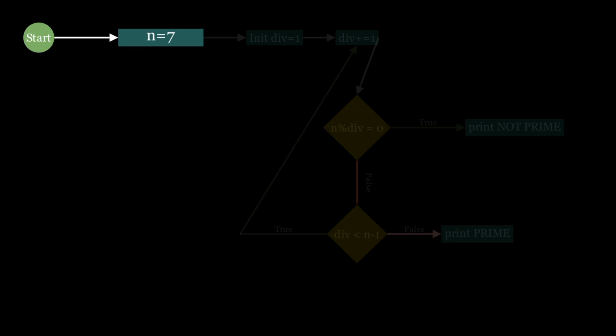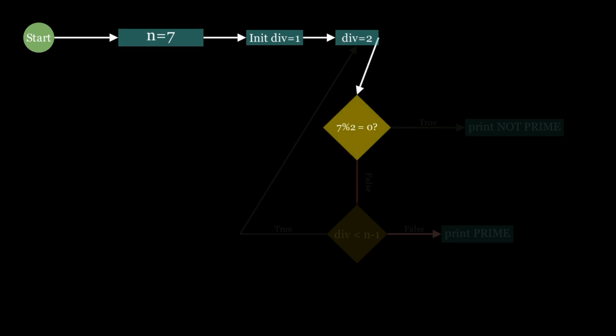It's always a good practice to verify the algorithm by taking some examples. Let's say the user inputs n equals 7. So div equals 1, now div equals 2. Is remainder of 7 by 2 0? Well, no. Is div less than n minus 1? That is 6. Yes. Then jump back to div plus equals 1.